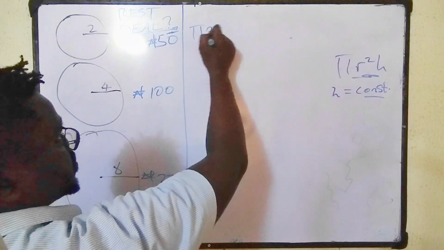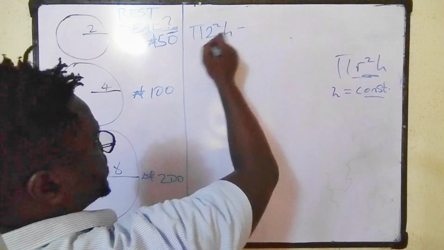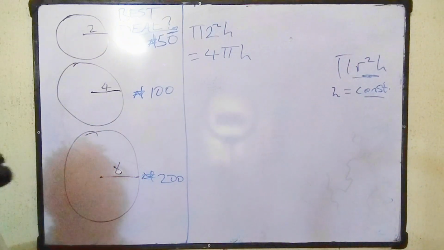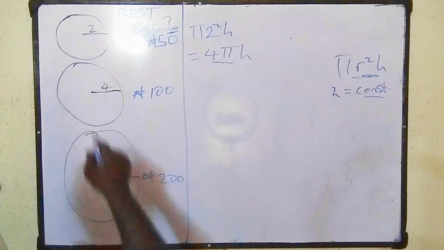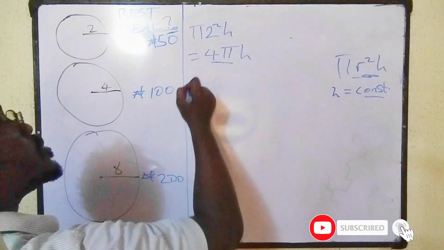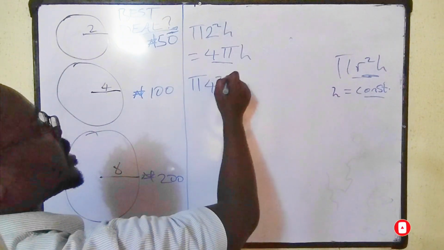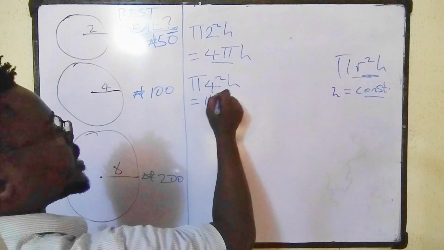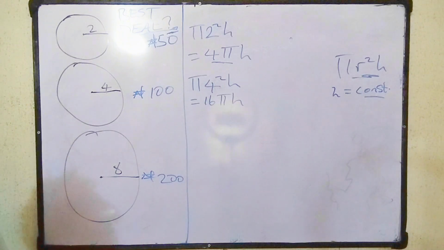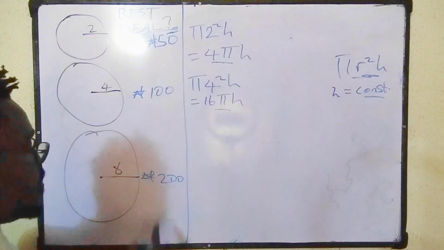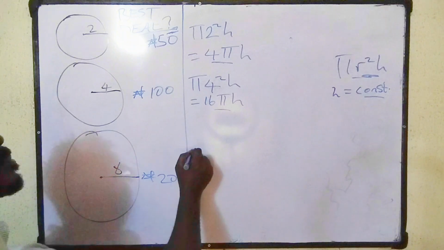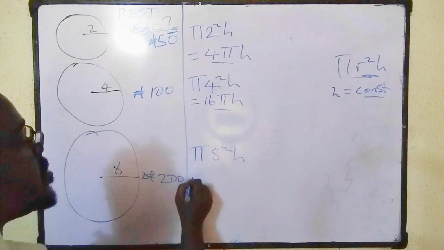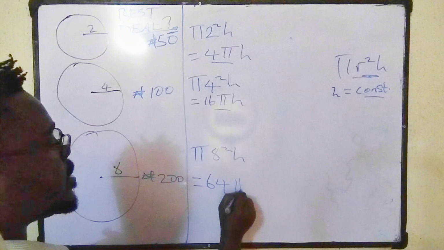If we start with the first one, we have π times 2² times h, which gives you 4πh. For the second one, which has a radius of 4 units, you have π times 4² times h, and 4 squared is 16, so 16πh. The same goes for the last one: π times 8² times h, and 8 squared is 64, so 64πh.